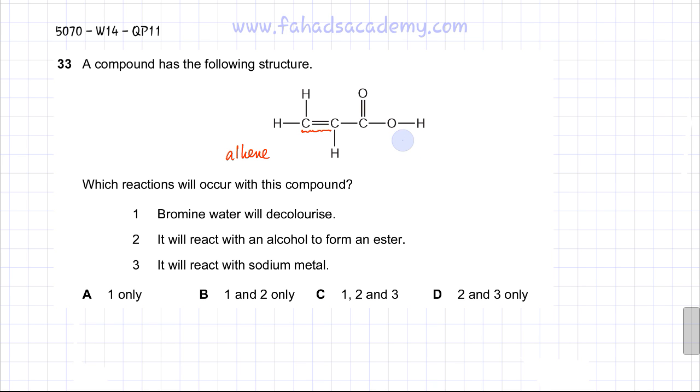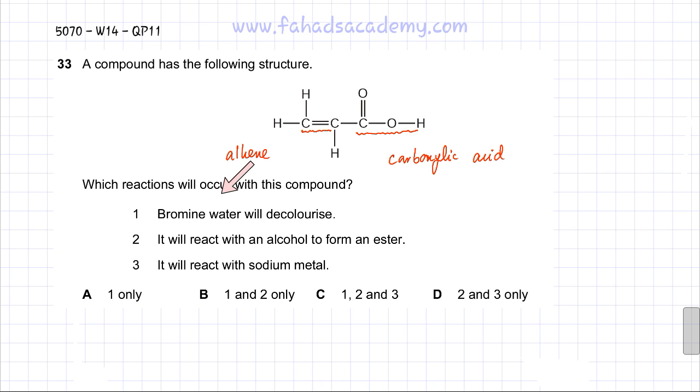And if you look over here, there's a C double bond O and OH. This suggests that it's a carboxylic acid as well, because it has the carboxylic acid functional group. So it's a carboxylic acid as well. So this is an alkene as well as a carboxylic acid. And the question is, which reaction will occur with this compound?